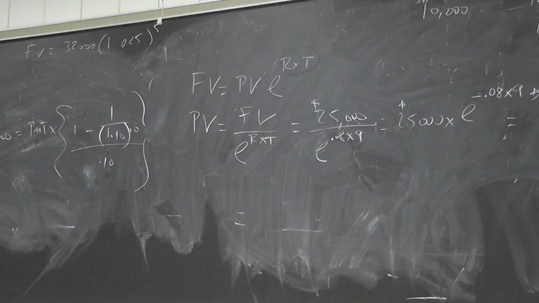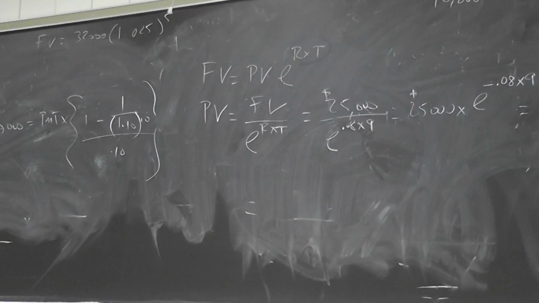You said you did what again? I did 0.08 times 9, and then I did the exponential, which is there. And then I did 25,000.